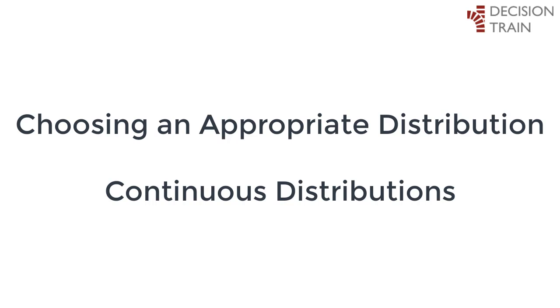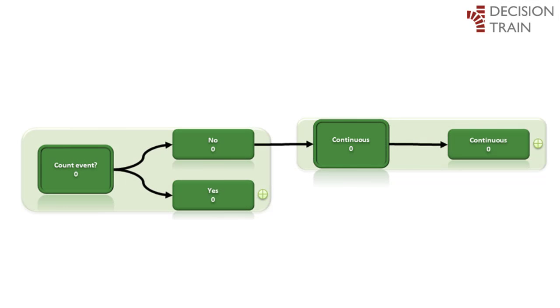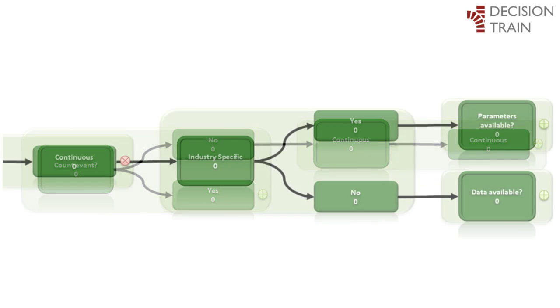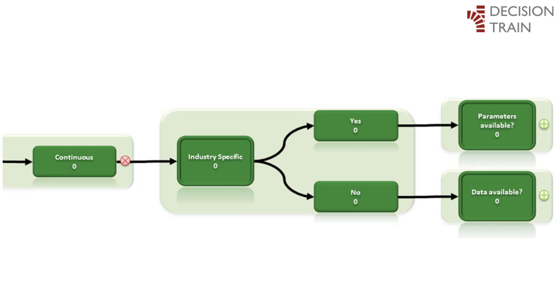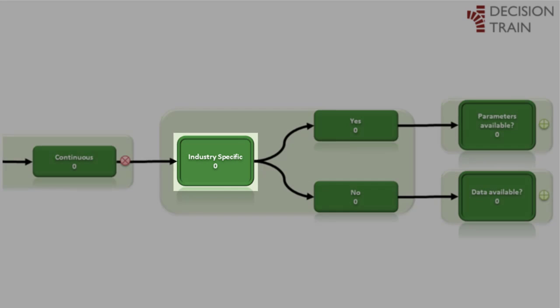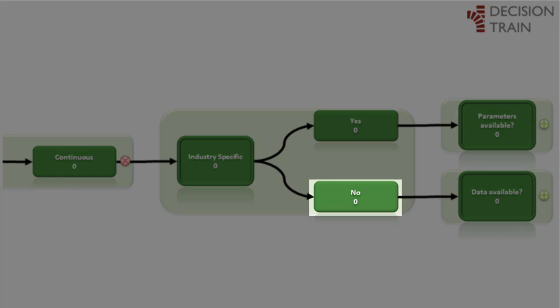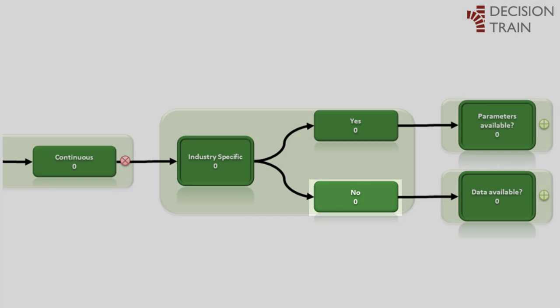Continuous distributions. Now we shift to continuous distributions that constitute a larger body of distributions to choose from during the process of selecting an appropriate one. We need to ask in the first place whether there's an industry-specific standard for a certain variable that is being evaluated. We will come back to industry-specific examples later on. At this point, let us assume that there is no industry-specific recommendation for a variable.